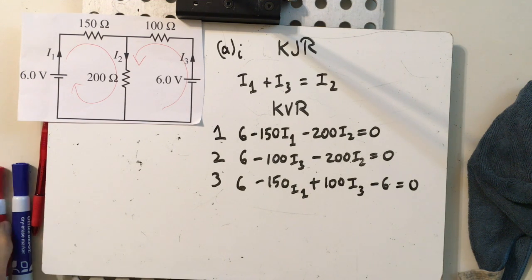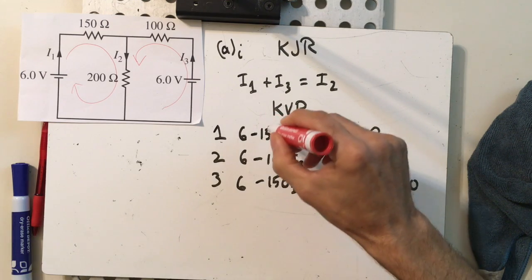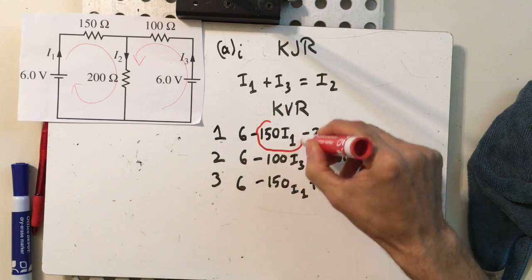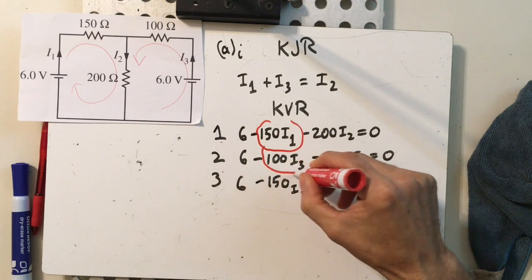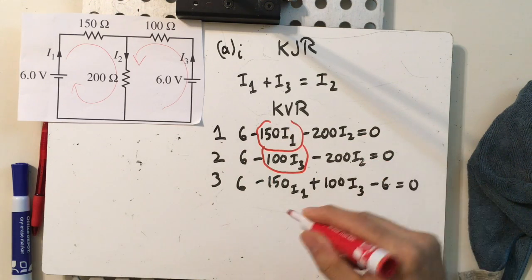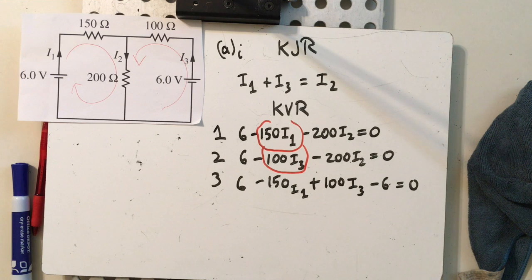So now here's the interesting thing to notice. These 2 values must be the same thing because the rest of the equation is the same. Look at the third equation. 6 minus 6 is 0. Negative 150 I1 plus 100 I3 equals 0. That leads to the same conclusion. 150 I1 equals 100 I3.